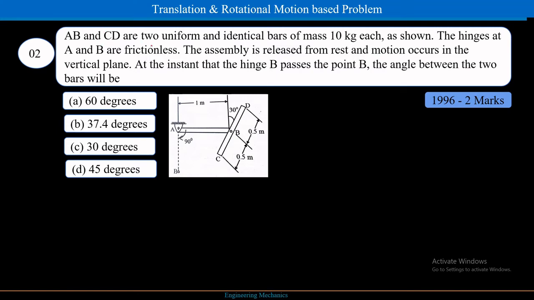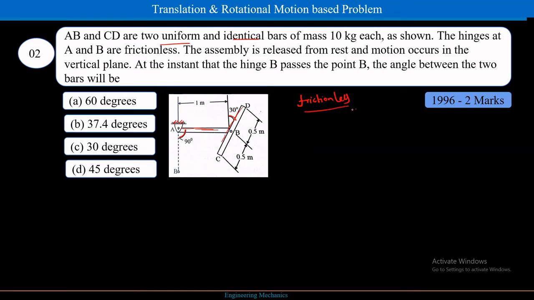AB and CD are two uniform identical bars of mass 10 kg. It's very simple. This is my bar AB and this is my bar CD. They are hinged here, fixed here, and AB and CD make an angle of 30 degrees with this, and this is my 90 degrees, and this is 0.5 and 0.5. The question is very simple. They are all frictionless.